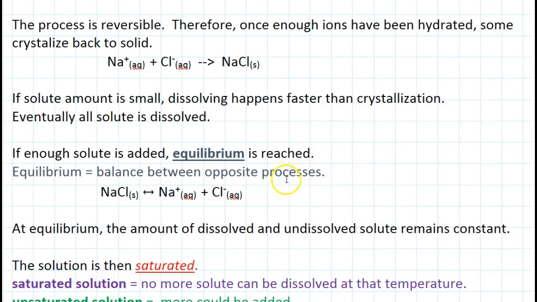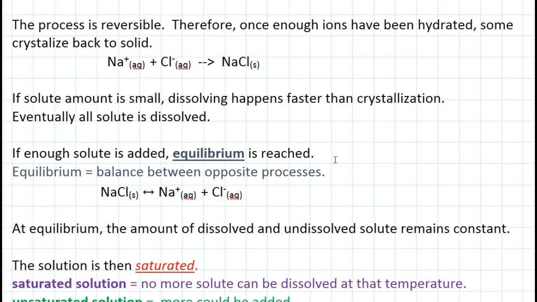Eventually, though, if we add enough solute, it reaches equilibrium, and equilibrium is a very important term we're going to be using not only in this unit but in the next few units. It just means a balance between two opposite processes. So if you're spending money as fast as you're making money, your bank account is going to be at equilibrium.